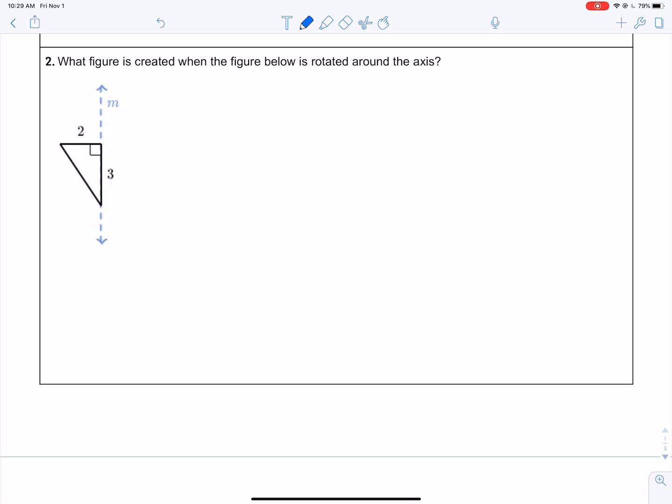It says, what figure is created when the figure below is rotated around the axis? And so if we rotate this figure around the axis, it's going to form a cone. Again, a good place to look for this would be IXL Geometry H5. It would give you some more examples of these and just help you to refresh your memory.